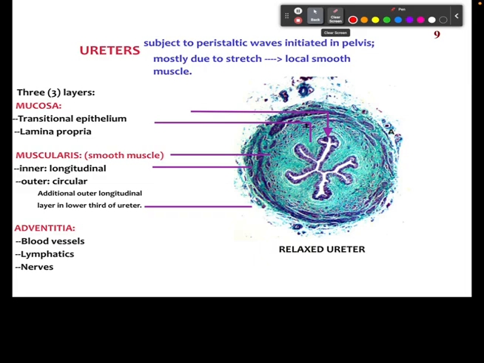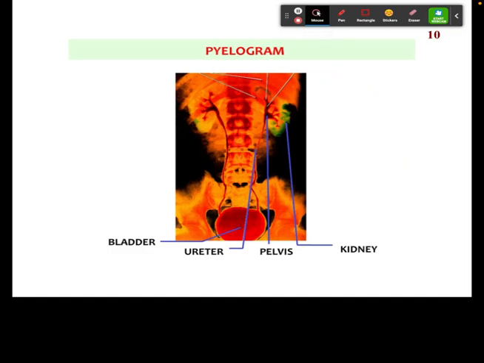And then lastly, the adventitia layer, which is primarily going to be holding the blood vessels that supply the nutrients to the ureters, as well as lymphatic tissues and nerves. And here is a pyelogram. This is going to show all the different structures within the urinary system that we already discussed, specifically the flow of urine. If you have any questions at this point, please let me know.